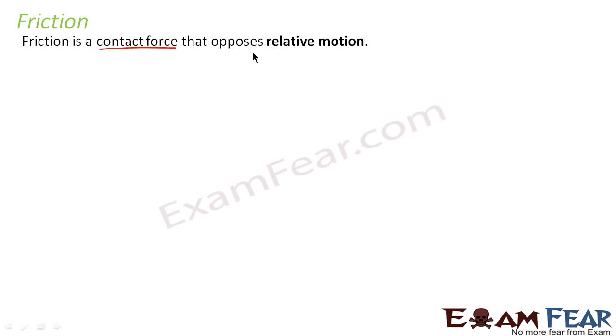We will now start with what is friction. So friction is a contact force that opposes relative motion. That is, we already discussed what is a contact force. A force which comes into picture when two bodies are in physical contact with each other. So friction is a contact force which opposes relative motion. Please note that it opposes not motion but relative motion, because when we talk of friction, we need at least two bodies to be in contact with each other. So it opposes the motion of one body with respect to the other body.